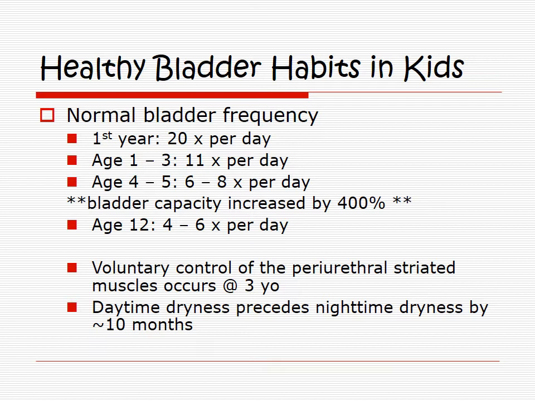Voluntary muscle control of the periurethral striated muscles, which are the muscles that control urine, happens around age 3. That is why age 2.5 to 3 is the perfect window for potty training. Daytime dryness precedes nighttime dryness by about 10 months. Therefore, a child could be potty trained during the day for 10 months before they are able to stay dry at night.